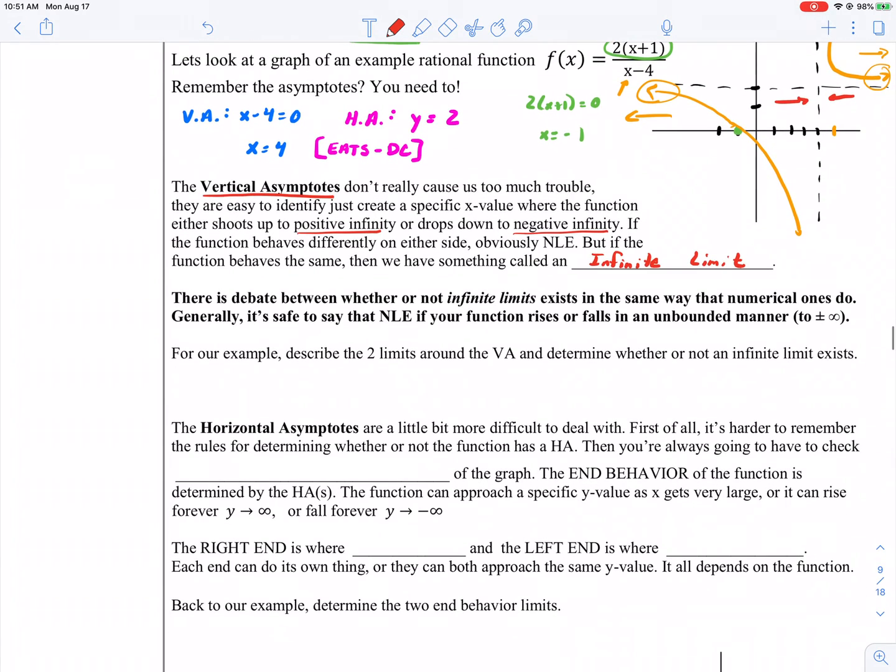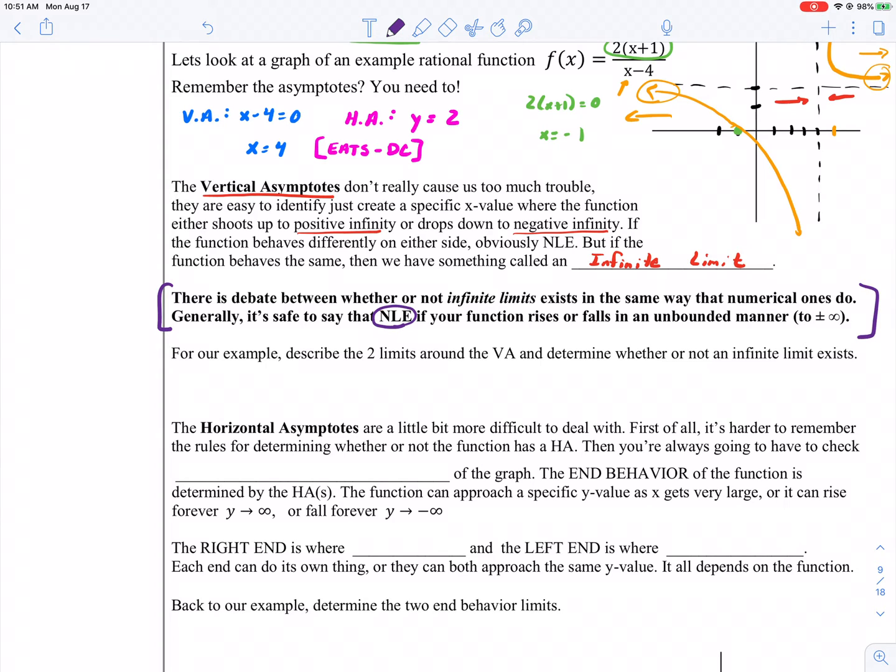Now, I will say that infinite limits get a little bit treacherous, and there's still some debate about exactly what's going on, because infinity is not a value, right? Infinity is a concept. So how can it actually be a limit if I'm only approaching a concept? I'm not approaching a value. So NLE (no limit exists) is certainly acceptable whenever we talk about approaching 4 from the right or the left. Even if from each side we were going in the same direction, NLE is certainly an acceptable answer. It's safe to say that no limit exists because we are unbounded. We're not approaching a specific value.